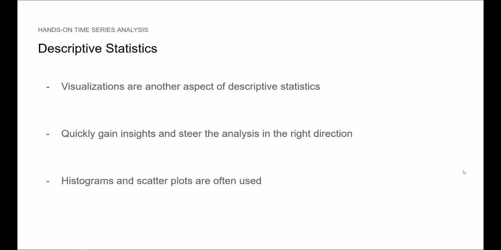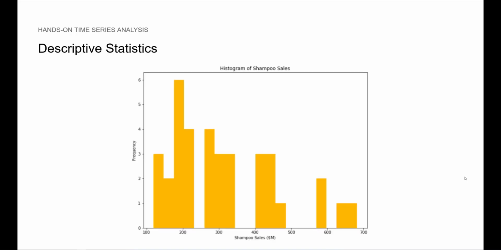Usually, histograms and scatterplots are often used in time series analysis, and you will see how important they are once we start modeling. Here is an example of a histogram that we will generate in Python in the next lesson. This is especially useful to evaluate the distribution of a variable. In this example, it is clear that the distribution is not normal or Gaussian.